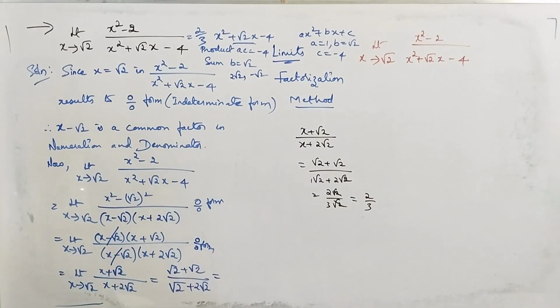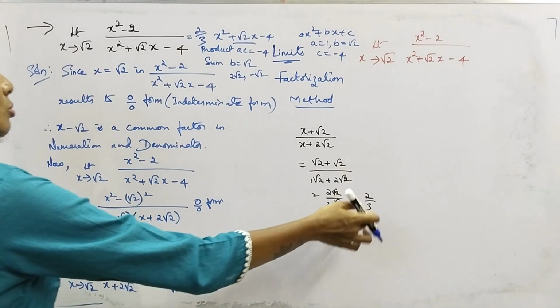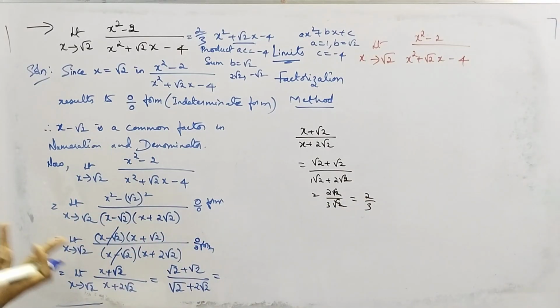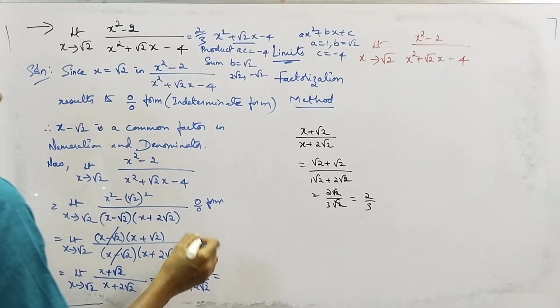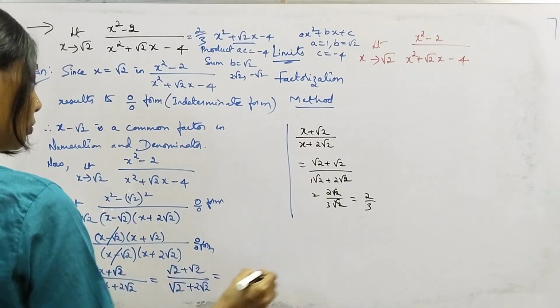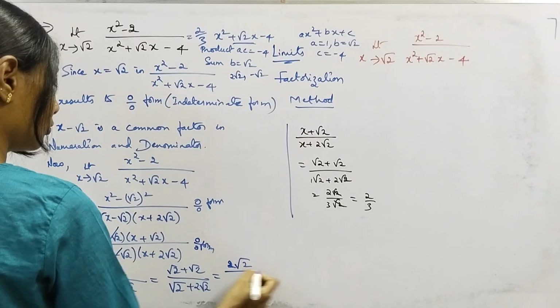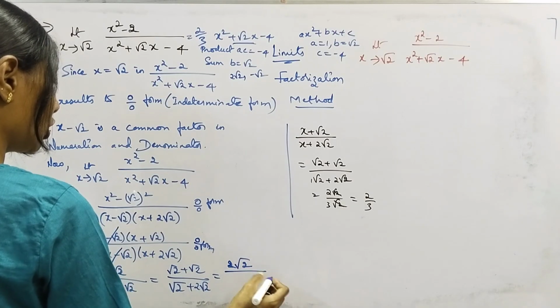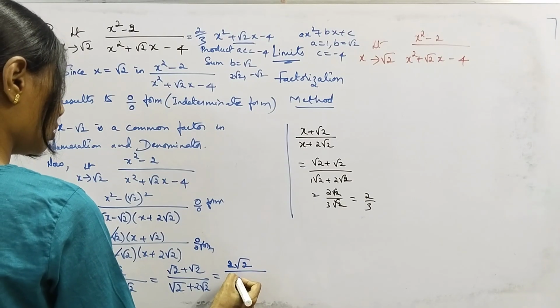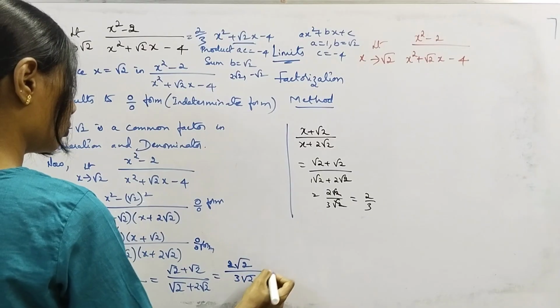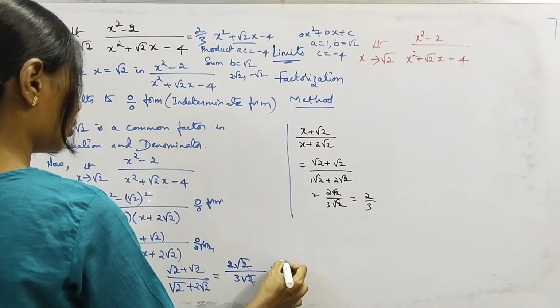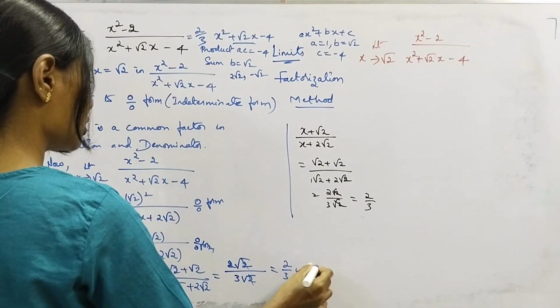I'm doing rough work to confirm whether we can use the direct substitution method or not. Again, if you get any indeterminate form, then we need to go for another method. So it's always better to use rough work before giving the conclusion. This gives us 2 root 2 over 3 root 2, which is 2 by 3. This completes the problem.